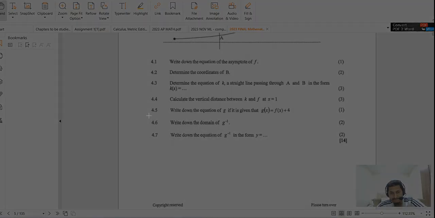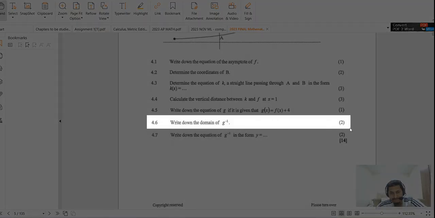Write down the domain of g inverse. You want to write down the domain of g inverse.